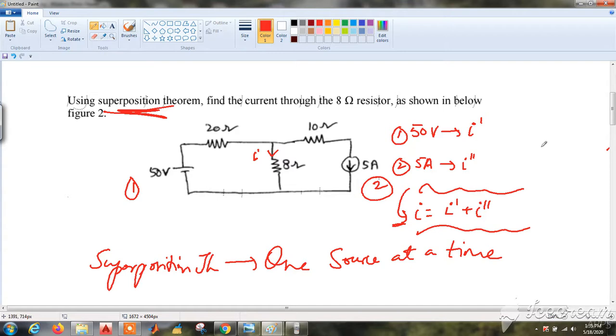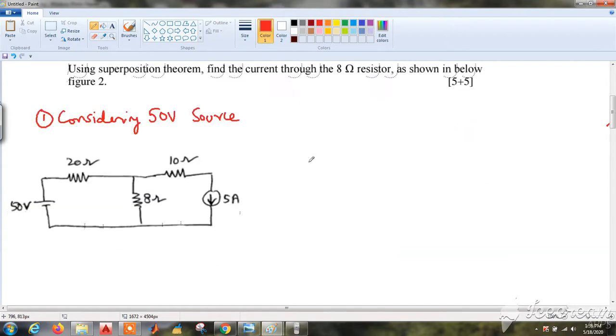So now let's apply superposition theorem. First let's start our analysis by considering the 50 volt source. We know that other sources, if voltage sources, should be shorted, and if current sources, should be opened. Except for the 50 volt source, we have only one current source present, so it must be open circuited. So let's remove this and open it like this.